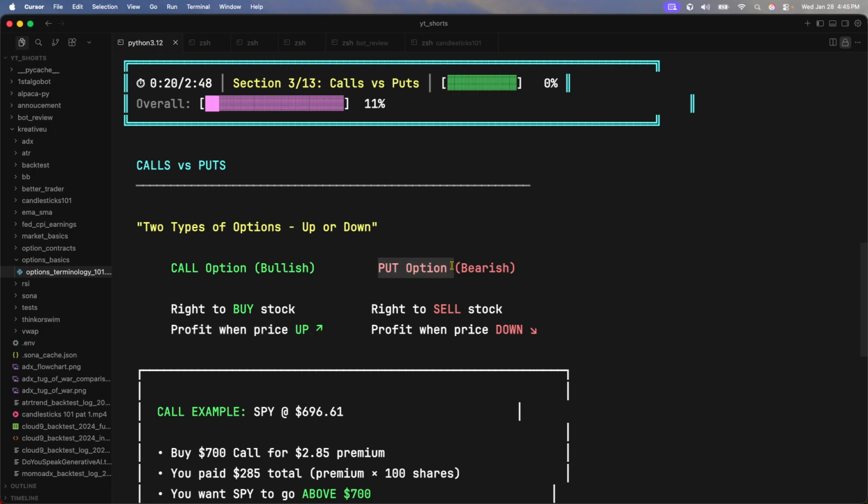When we buy a put option, we're bearish on the market. What do bears' paws do? Bears' paws are down, right? You bear down. This is the right to sell a stock, and we profit when the market or the price goes down.